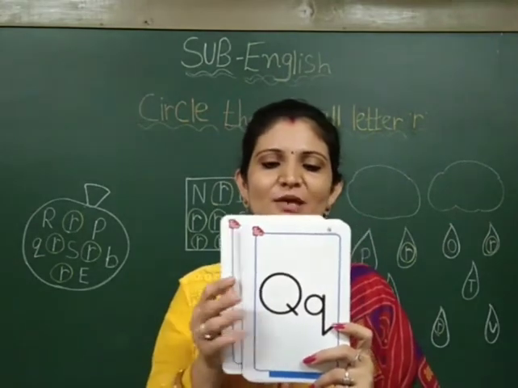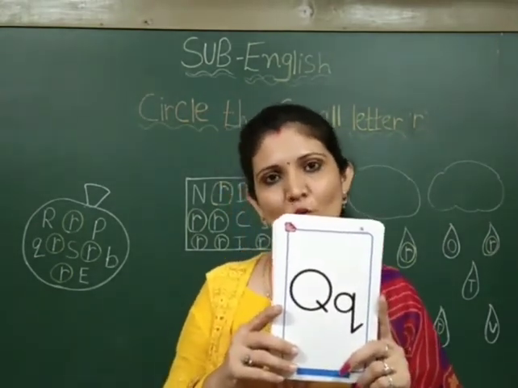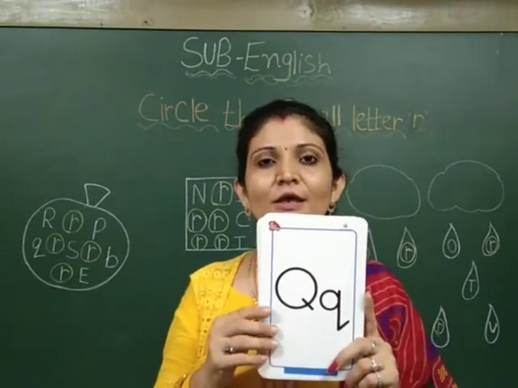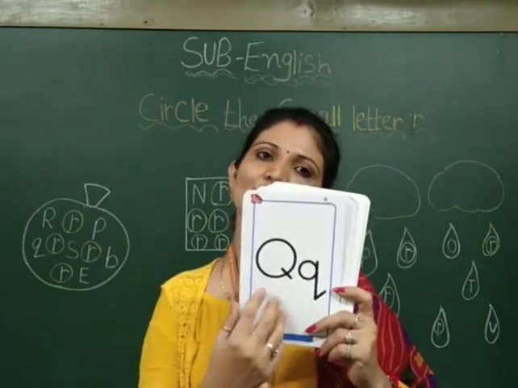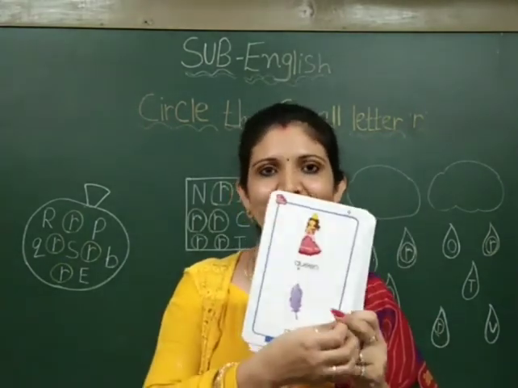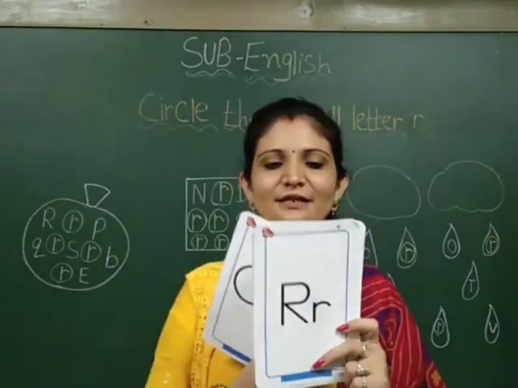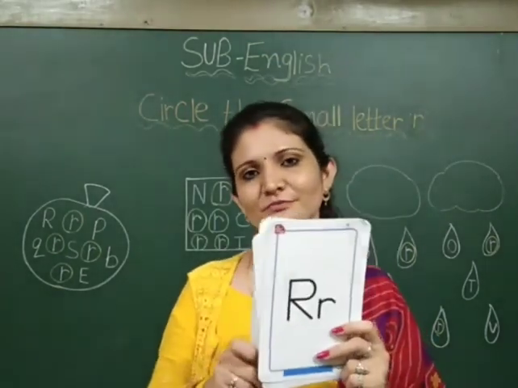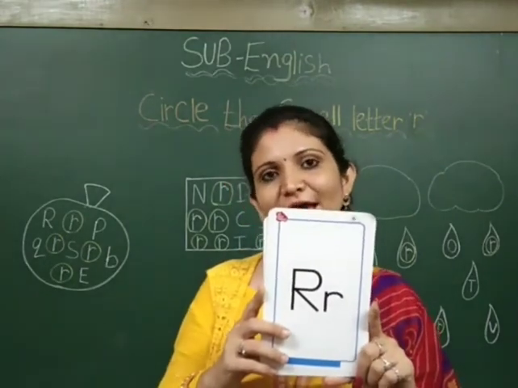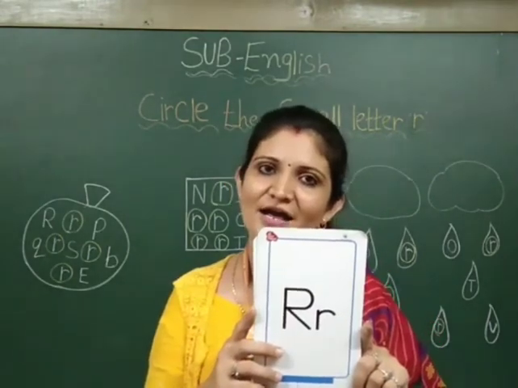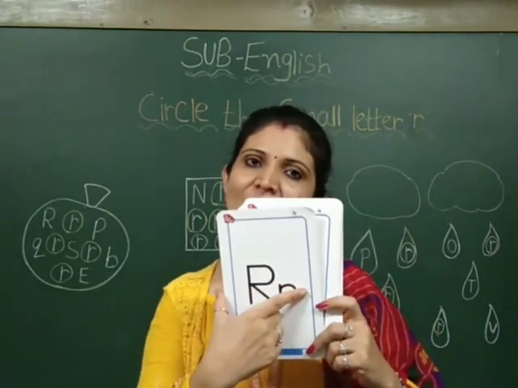Now, can you tell me which letter comes after P? M, N, O, P, then Q. Yes, capital Q and small q. Q for queen and Q for quill. Now, which letter comes after Q? M, N, O, P, Q, then R. Yes, capital R and small r.